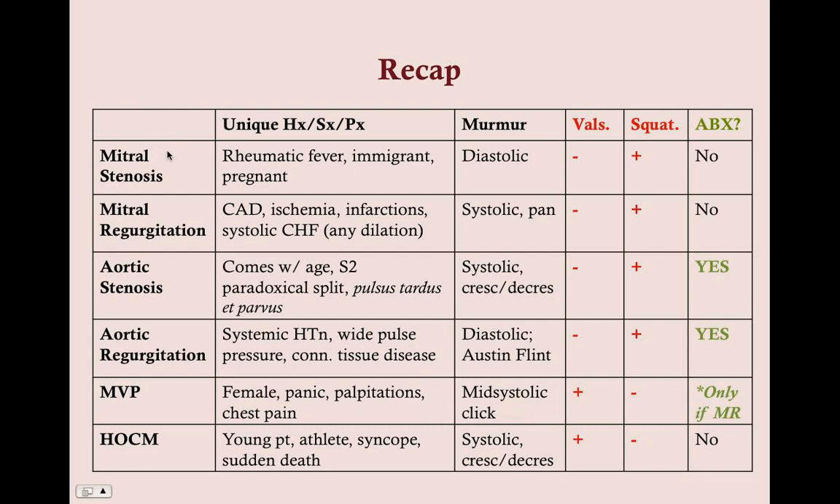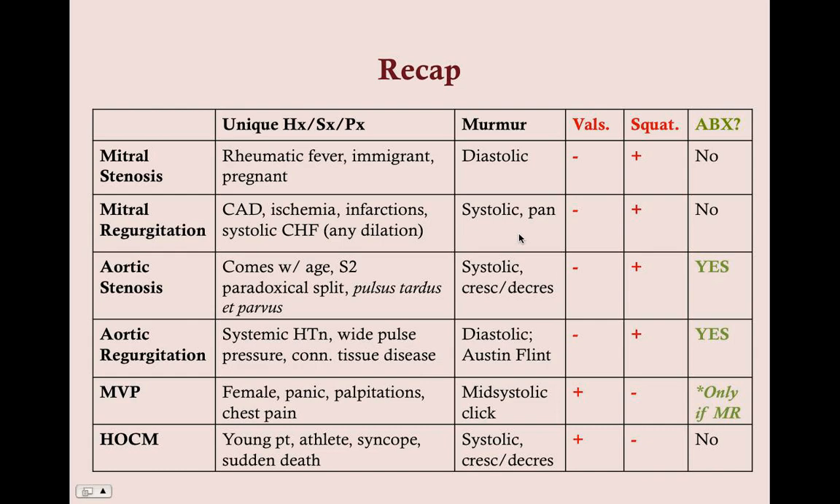Okay, so let's just recap here. Mitral stenosis, you'll see rheumatic fever, immigrant, pregnant as part of your history, symptoms, and physical. No antibiotics needed. It's a diastolic murmur. Mitral regurgitation, you're going to see coronary artery disease, ischemia, infarction, systolic CHF, anything that causes dilation of the heart as part of your history.